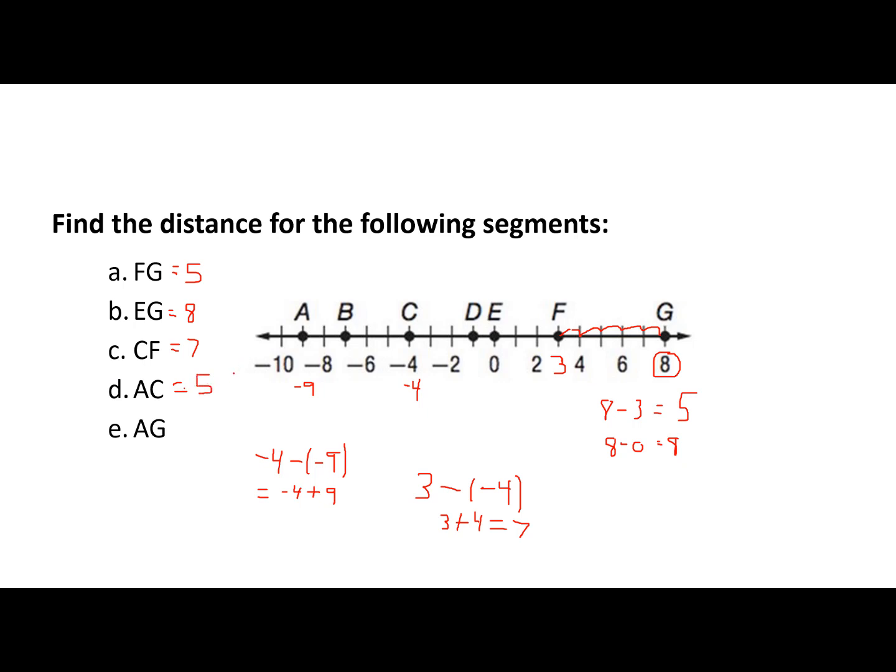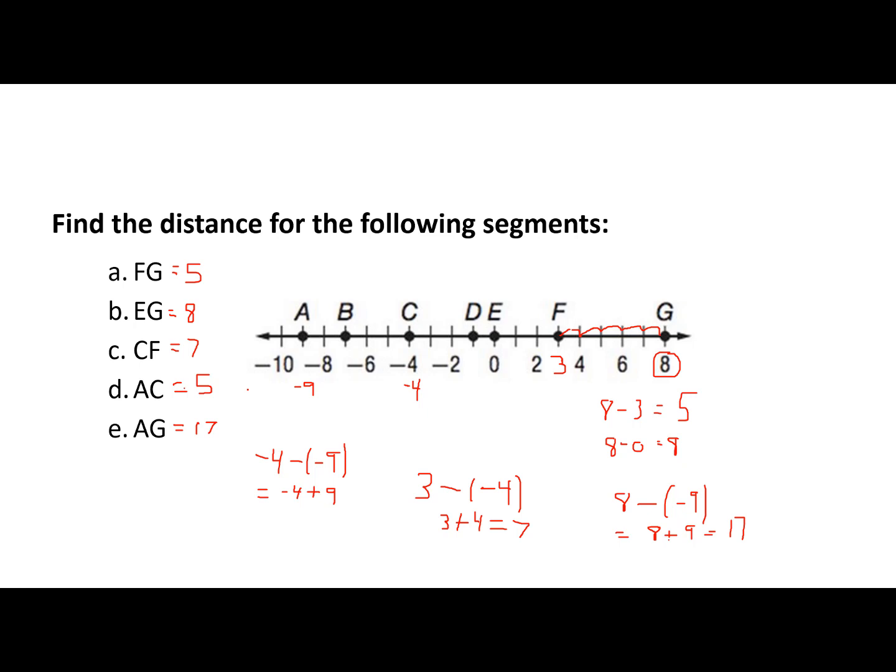It can never be negative. It can be 0, but it can never be negative. The last example is AG. So A is at -9, G is at 8. I'm not going to count that distance, but if we take 8 and then subtract -9, well, subtracting a negative number becomes a plus 9, and 8 plus 9 is 17. So this distance is 17.